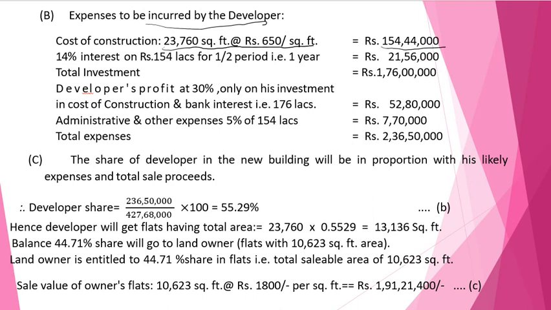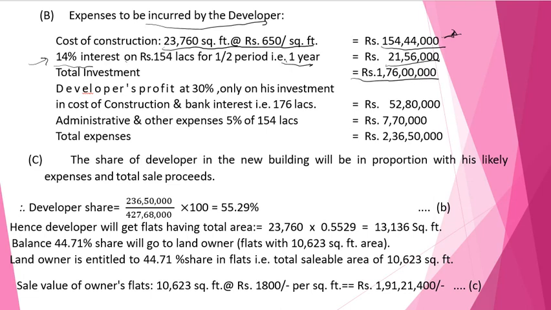He has to take a loan, and the loan will cost him 14%. We will assume he has taken the loan for 1 year. So 14% for 1 year, the interest will be 14% of 1 crore 54 lakh 54,000, approximately 21 lakh 56,000. So total investment as per the given data is 1 crore 76 lakh.